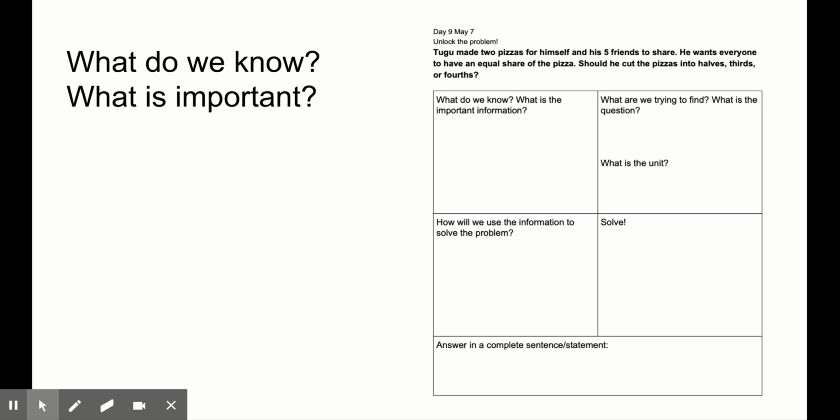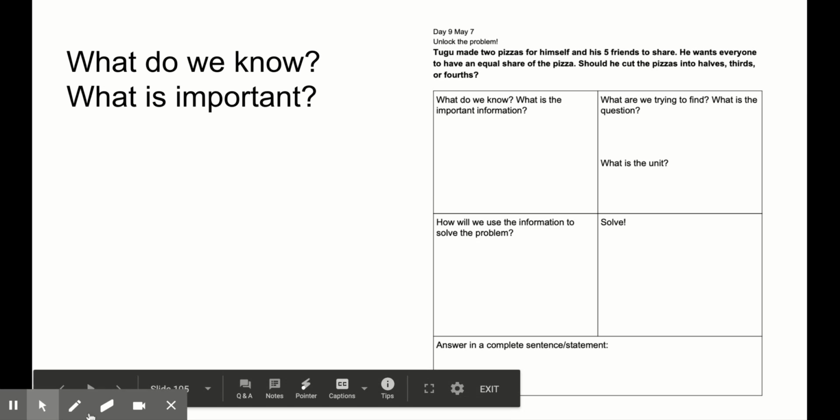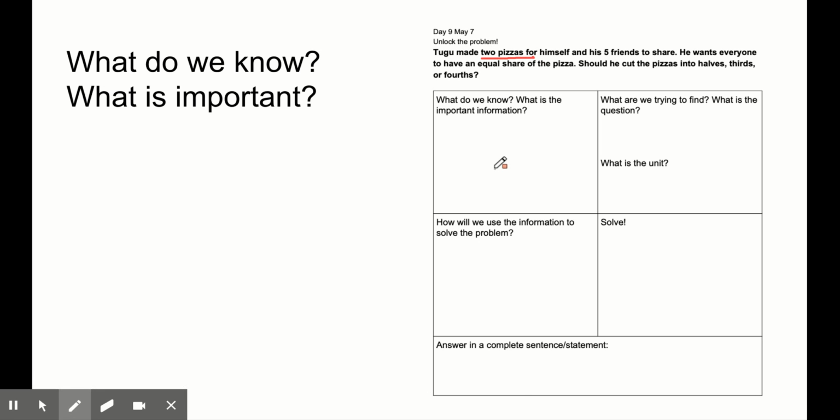First, we need to know what is important and what do we know? Well, we know that Tugo made 2 pizzas. We also know that it was for him and his 5 friends. If there's 5 friends plus Tugo, that's 5 plus 1, how many people are eating these pizzas? 6 people are eating these pizzas.